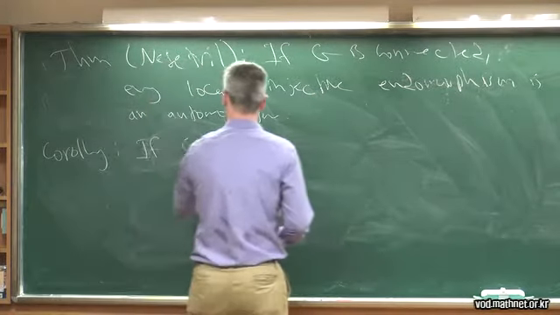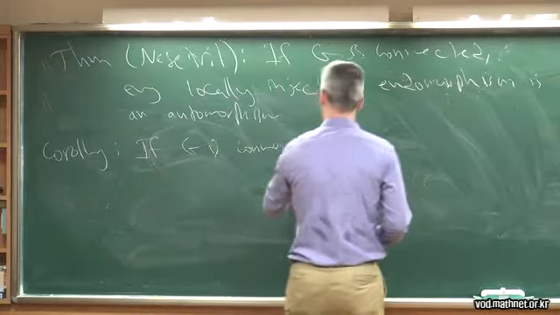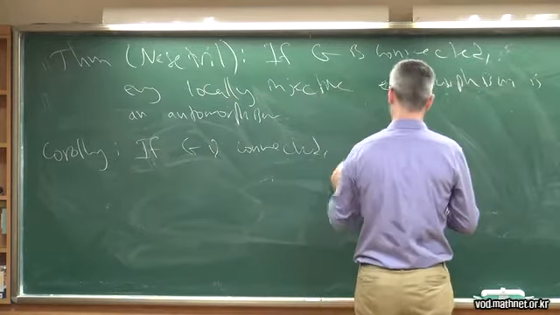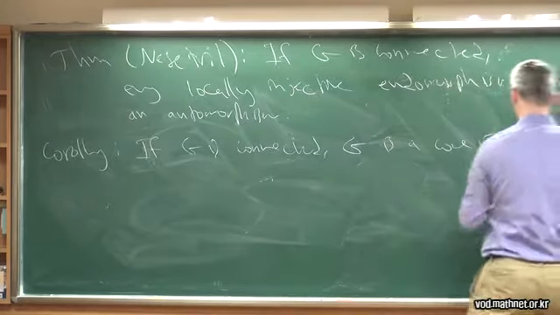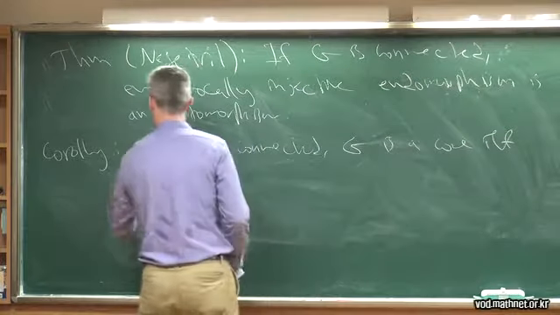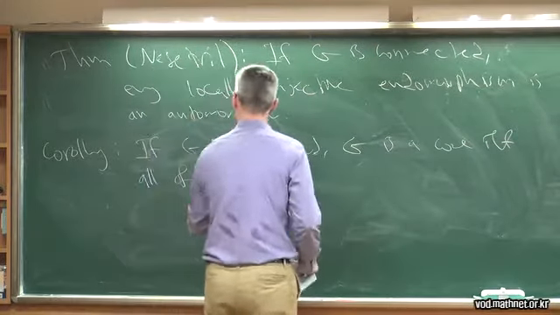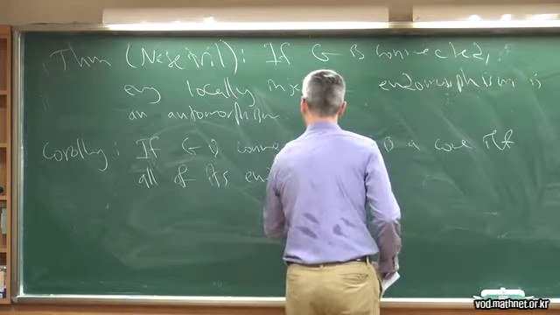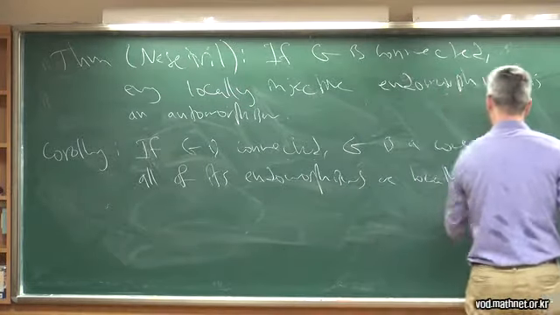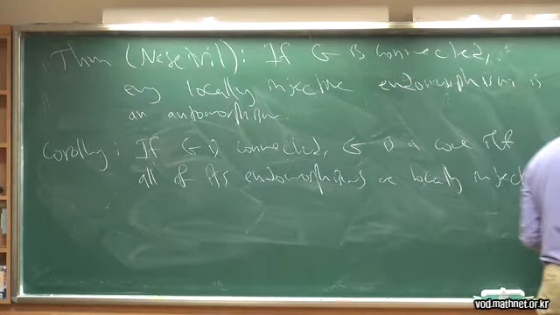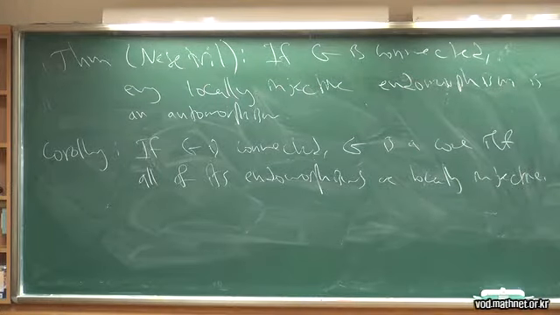So if G is connected, then G is a core if and only if all of its endomorphisms are locally injective. This is sort of the most straightforward way of stating this corollary. But we're actually going to use a slightly weird looking version of this corollary.